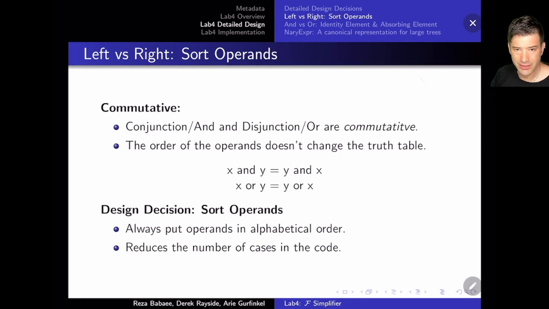And what this is going to do is reduce the number of cases in the code that we have to consider. So we'll know, for example, that if we order this properly, a 0 or 1 can always come as a first operand or always as a second operand. And so then we only have to check for that. We don't have to handle lots of symmetrical cases.